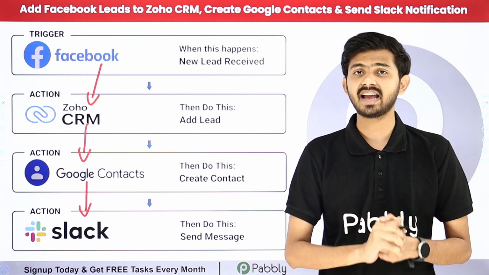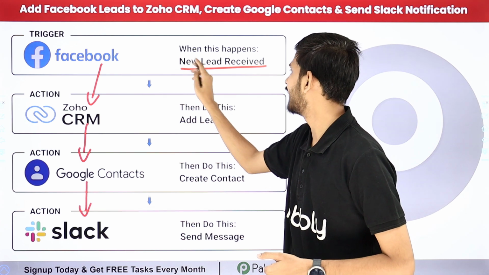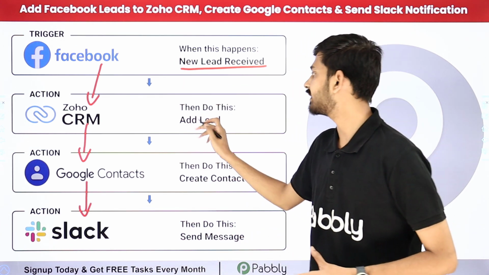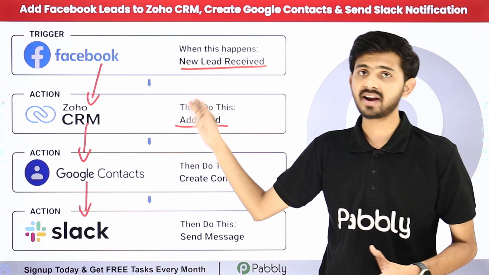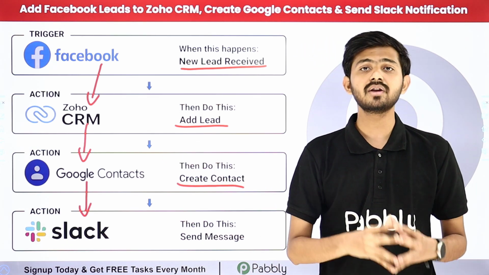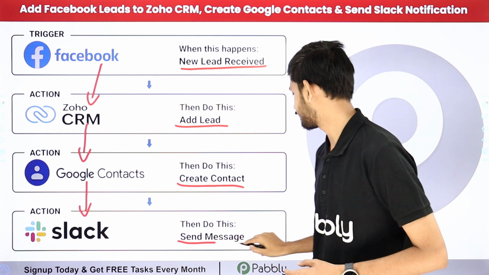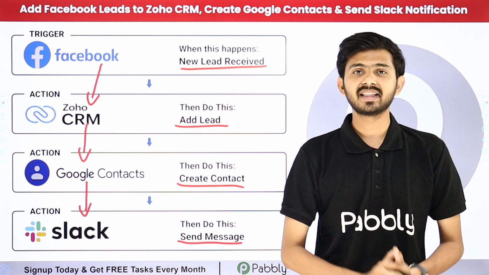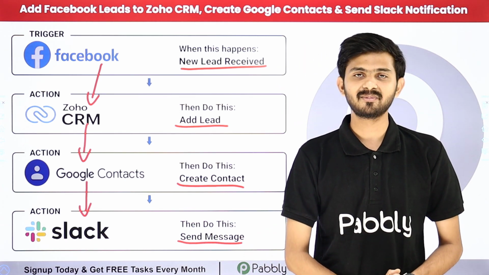Now with Pabbly Connect, as I receive a new lead from Facebook lead ads, then automatically I will add that lead in Zoho CRM, and after adding that lead, I will create a new contact in Google Contacts and I will send a notification message on Slack. So how am I going to build this connection? For that, let me take you to my computer screen.